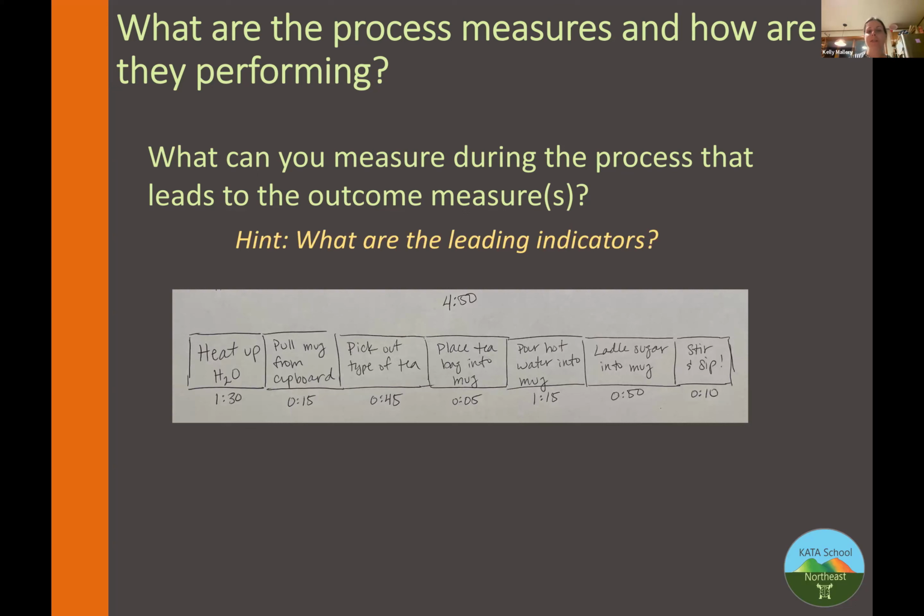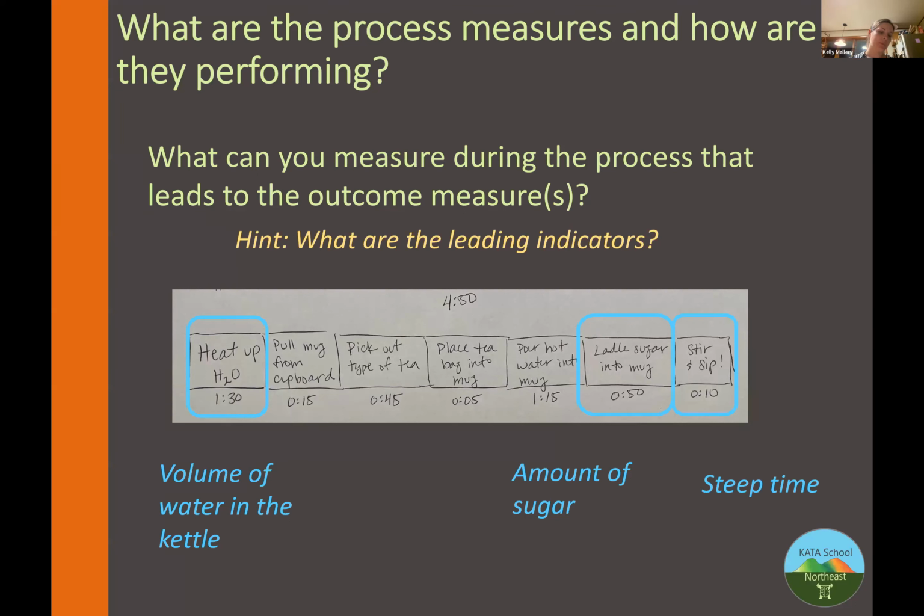So for our cup of tea example, if our outcome metric is the quality of the cup of tea, some potential process metrics may be the volume of water in the kettle, the amount of sugar used, and the steep time of the tea. All three of those may impact the quality of the cup of tea as our outcome metric.